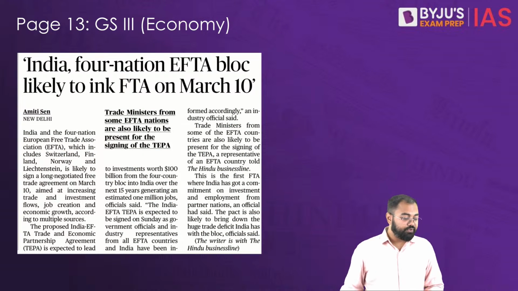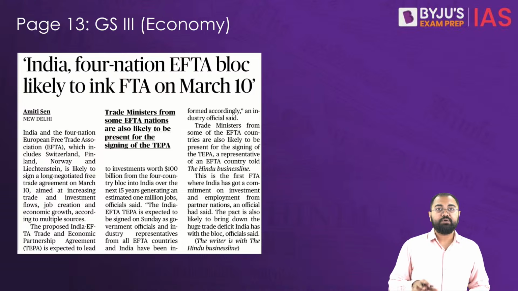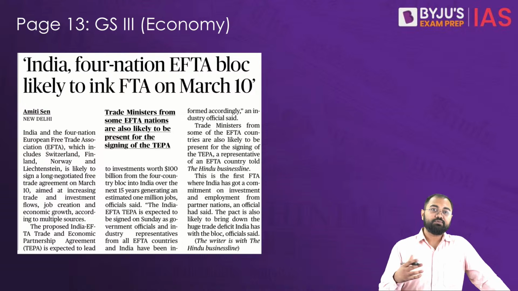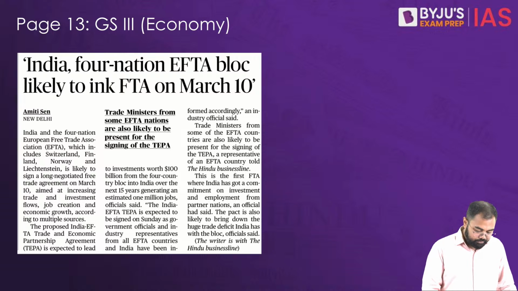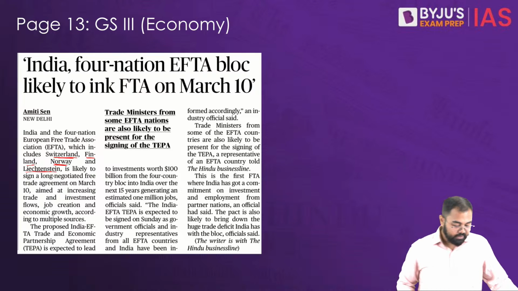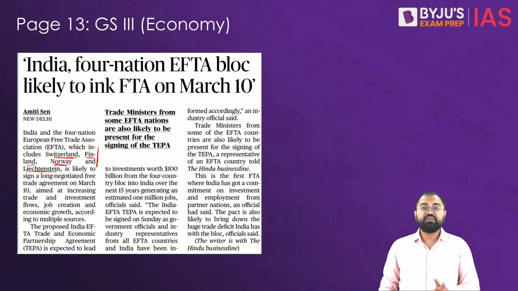Then the next article is: India, 4-nation EFTA bloc likely to ink FTA on March 10. Here the article talks about how India and the European Free Trade Association, which includes Switzerland, Norway, Liechtenstein and also Finland. So when it comes to these 4 countries, these are a part of the European Free Trade Association.